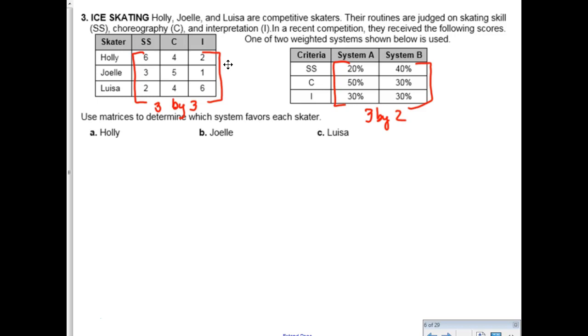So this data, all the skaters and their criteria judging scores, is a 3x3 matrix. And this matrix over here is talking to you about the percentages that each criteria gets in each of the systems. So we're going to enter this into matrix A as a 3x3, and we're going to enter this into matrix B as a 3x2. But I'm going to need you to put this as 0.2, 0.5, 0.3, the decimal versions of all these percents, please. I'm going to pause the video; viewers, pause and start entering as well.